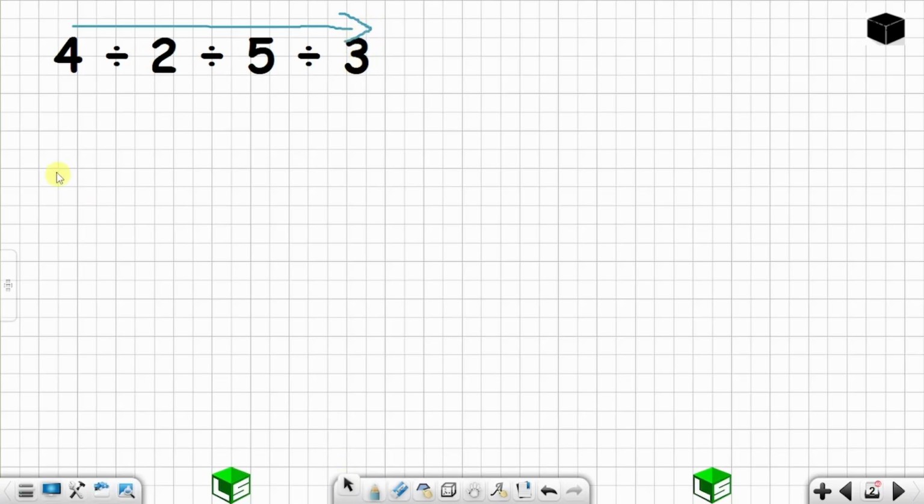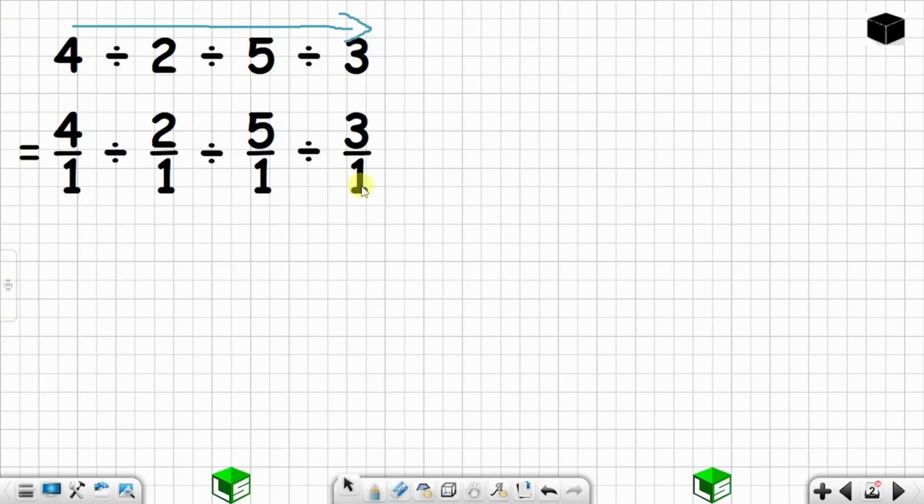So this is equal to, you can write these numbers as fractions. So 4 can be written as 4 over 1 divided by 2 over 1 divided by 5 over 1 divided by 3 over 1. We carry on. This is equal to 4 over 1.